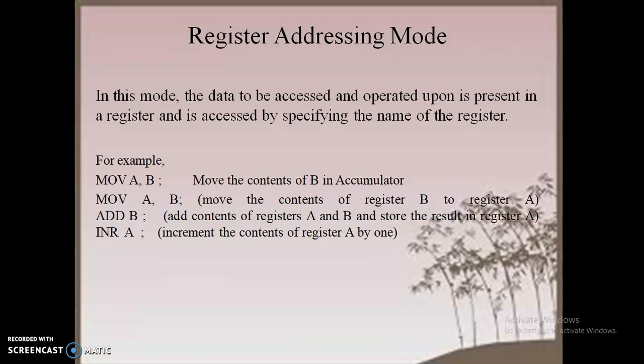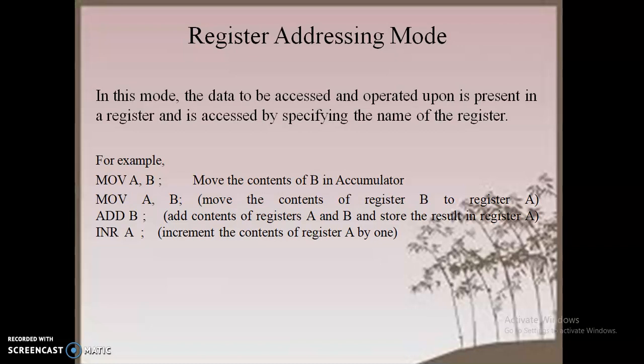Here the register A is called the accumulator. It is inbuilt. In my previous examples also I explained that this is an implied one. ADD B means A equals A plus B. Add the content of the register B with A and the result is stored in the accumulator A. The next example is INR. INR means increment. In this instruction, increment the content of the register A by 1.